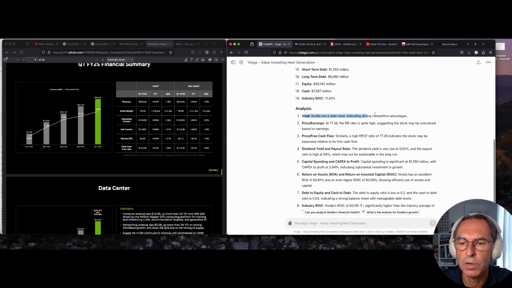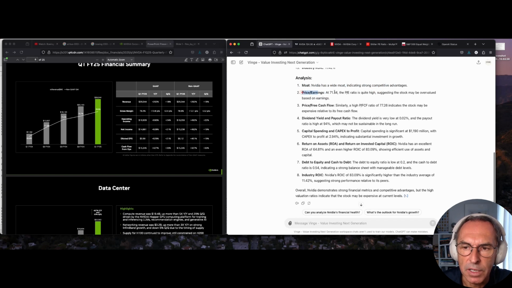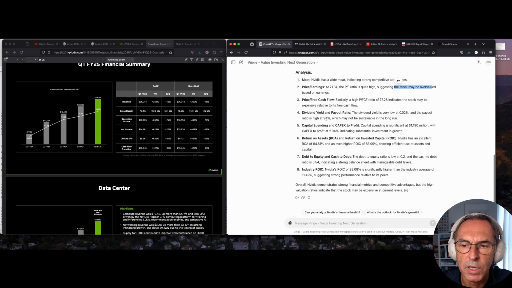First of all, on the moat, it says that Nvidia has a wide moat, indicating a strong competitive advantage. The price to earnings is pretty high at 71. Price to free cash flow is at 77.26, which is also very high. It says the stock may be expensive relative to its free cash flow, and the stock may be overvalued based just on price to earnings. And remember, in the course, I'm saying you should never invest your money just based on one ratio.